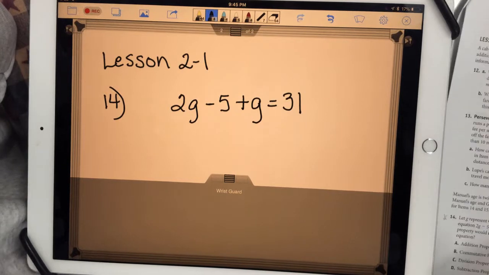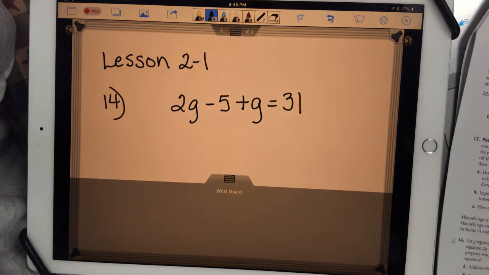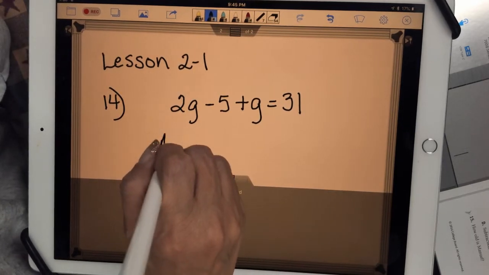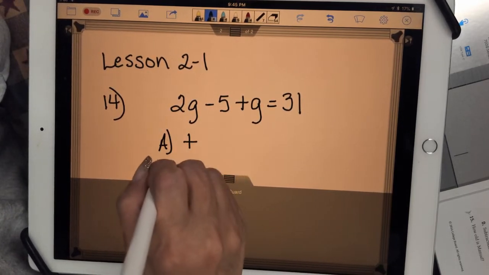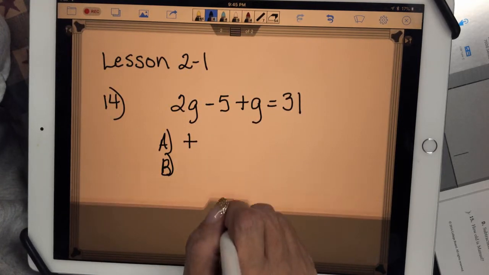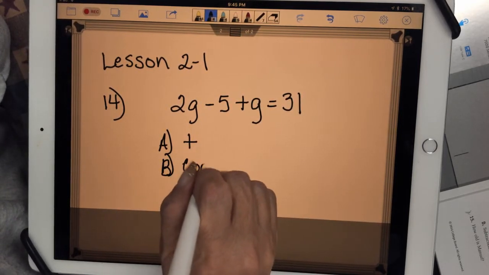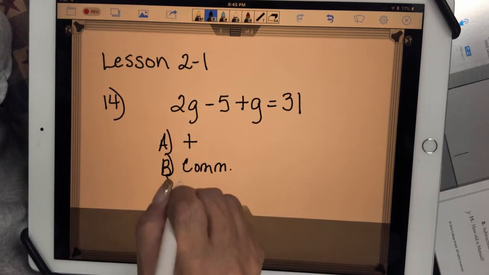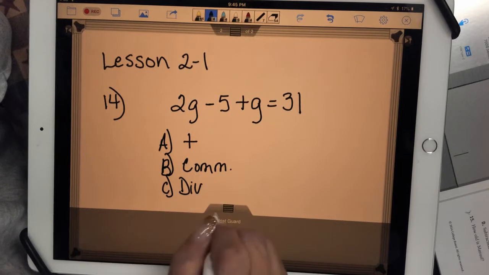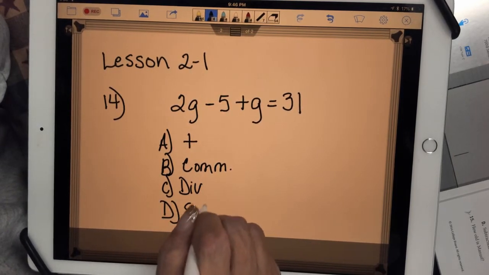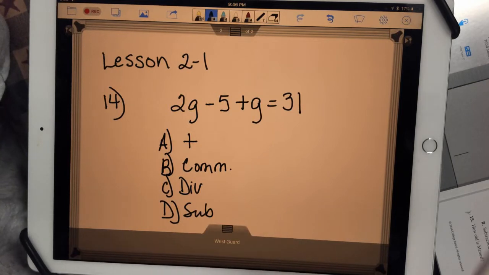Alright, so remember we talked about those properties. And we're using this, and it's like, which property would not be used to solve this? So on A, it's got addition property. On B, it's got commutative property. I'm just going to put com. C is division. And D is subtraction. So let's see if we can rule out some of these.